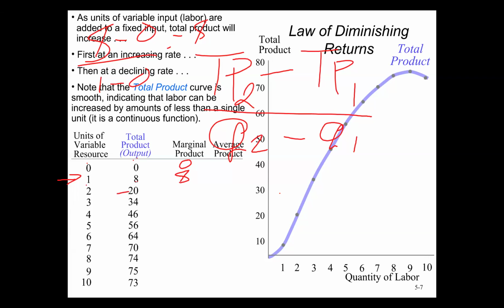When you come here, it will be 20 minus the previous one, which is 8, divided by the units, 2 minus 1. This will give you what? 12, yeah? Isn't it? Marginal product will be 12. Yes, I guess the class is following. Then you say 34 minus 20, that's 14, divided by 3 minus 2, that will give you 14, right? And then 46 minus 34. 46 minus 34 is what?